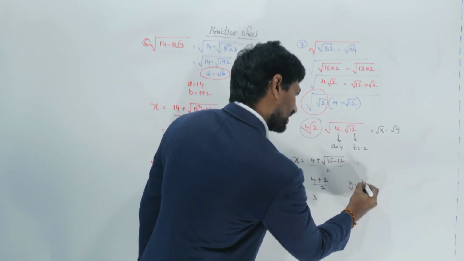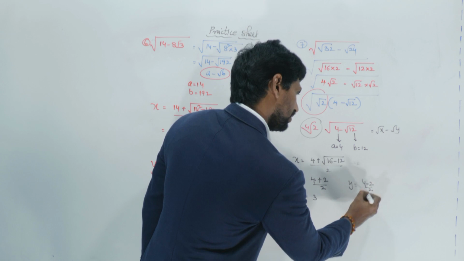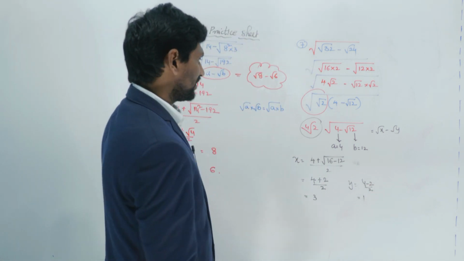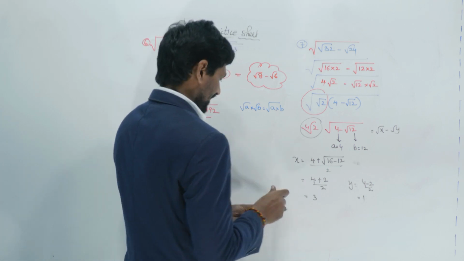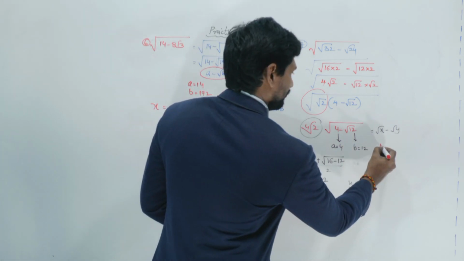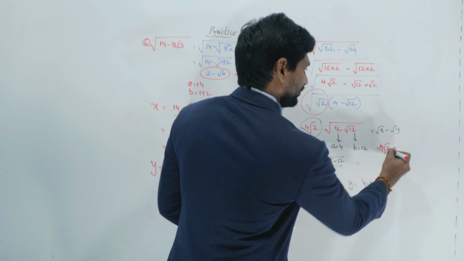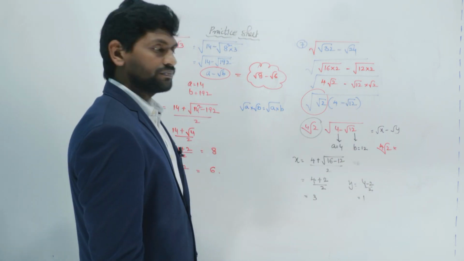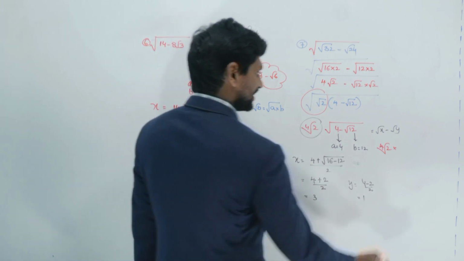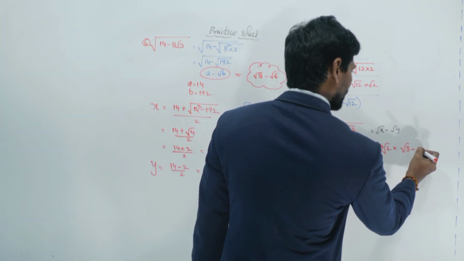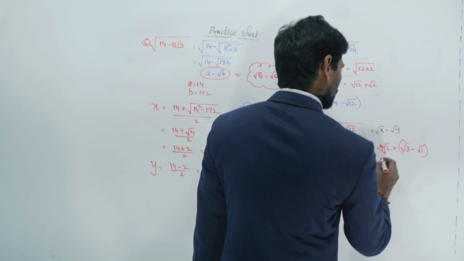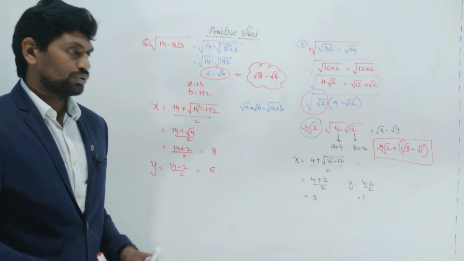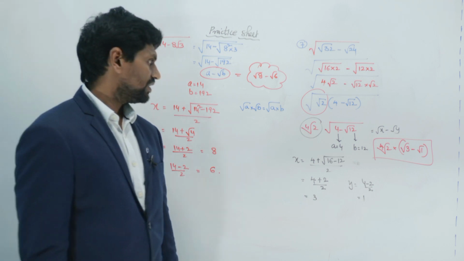Then the y value we can write 4 minus 2 by 2. 4 minus 2, 2 by 2 value 1. Root 1. So this answer we can write as 4th root 2 into root over 4 minus root 12. Root over 4 minus root 12 is nothing but root 3 minus root 1. This is the answer for that: 4th root 2 into root 3 minus root 1. Okay? Please check.